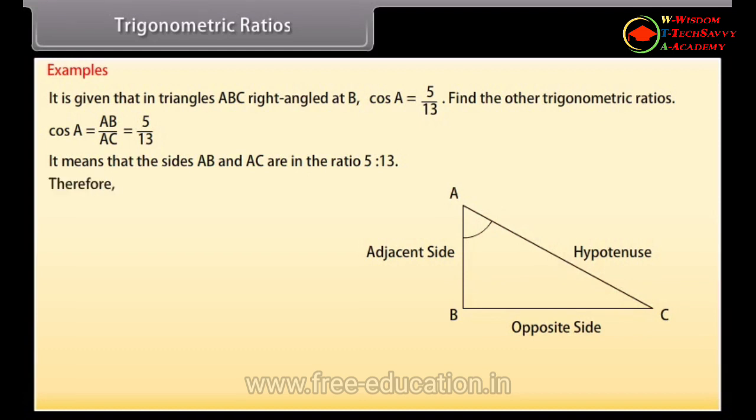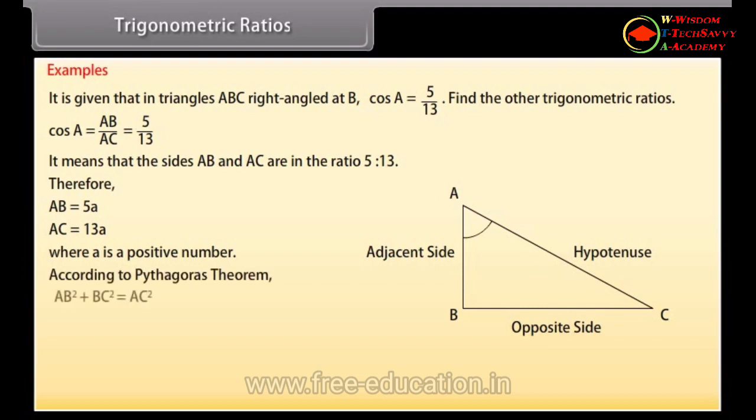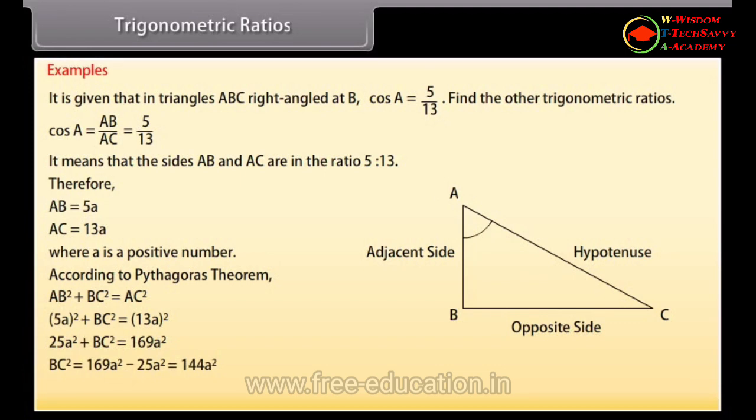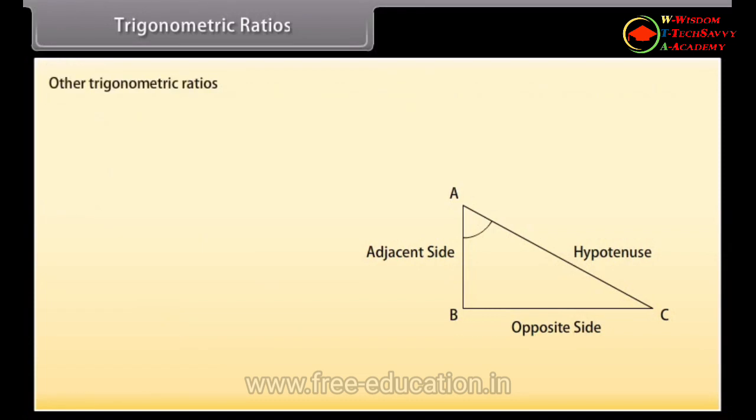Therefore, we can say that AB is equal to 5A and AC is equal to 13A, where A is a positive number. According to Pythagoras' theorem, AB square plus BC square is equal to AC square. By substituting the values, we get 5A square plus BC square is equal to 13A square. Now, by calculating it, we get BC as square root 144A square, which is 12A. Let us now find the values of the other trigonometric ratios.